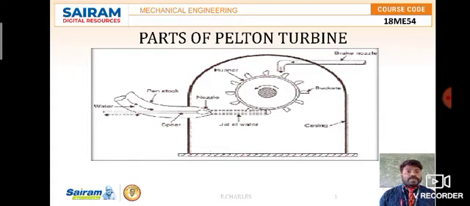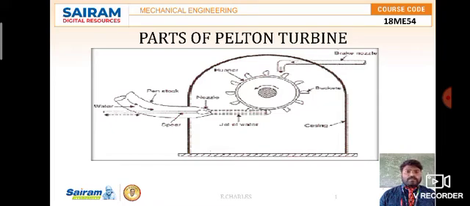Now in this image you can see the parts of the Pelton turbine. There will be a casing which covers the other internal components of the turbine, and it gives a housing effect. When water hits the turbine blades, it controls the splashing of the water, and the remaining water is taken into the tail race. The casing will prevent the water from flowing out of the turbine. So it gives a housing effect.